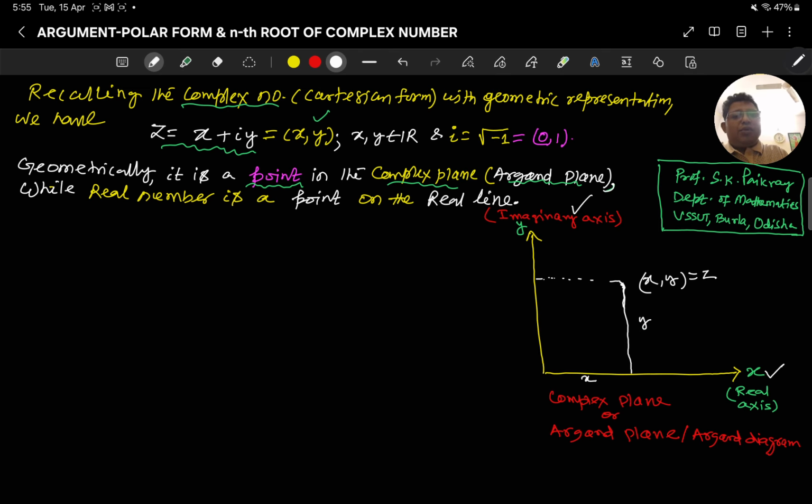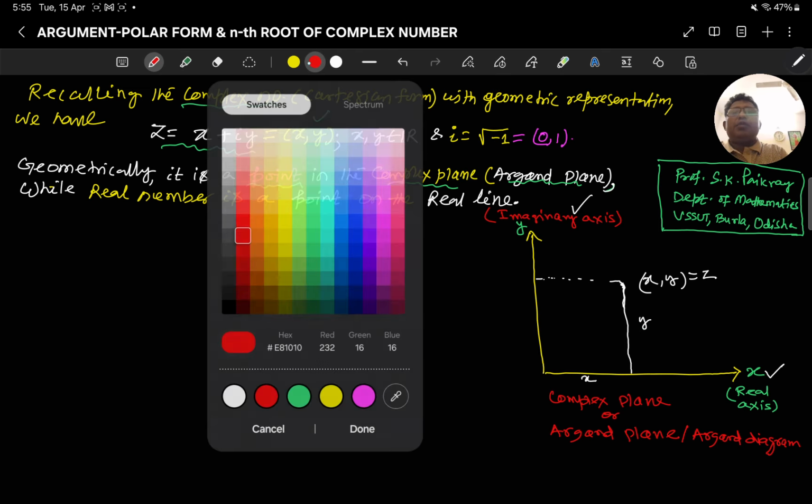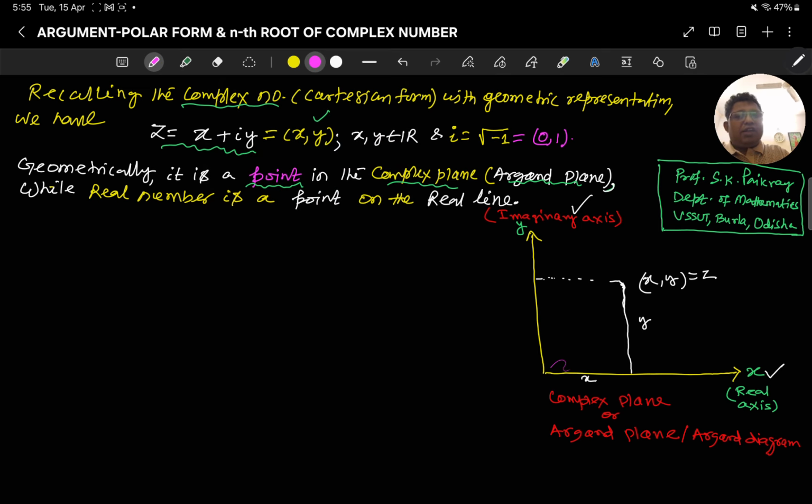Now if I join this diagonal here, you see this is a right angle, is it not? So if I say the angle here is theta, and definitely this is my origin, then this distance is my z mode. This is the distance from the origin to the complex number z. Let me denote it by r.